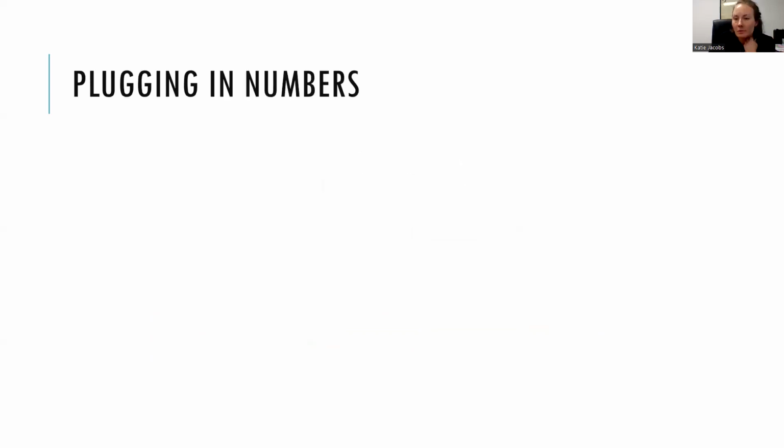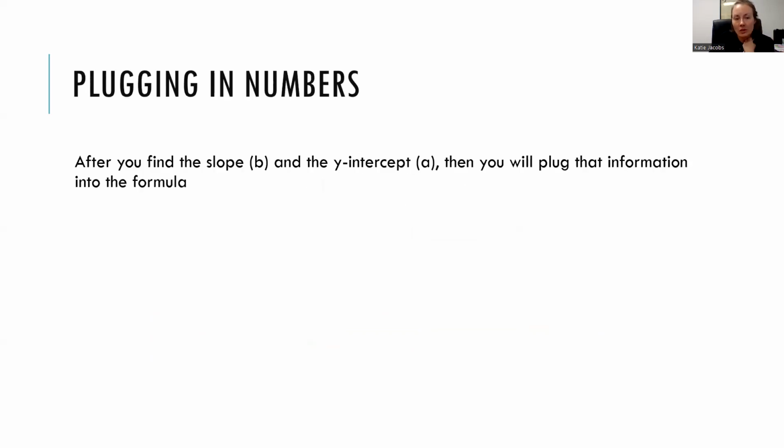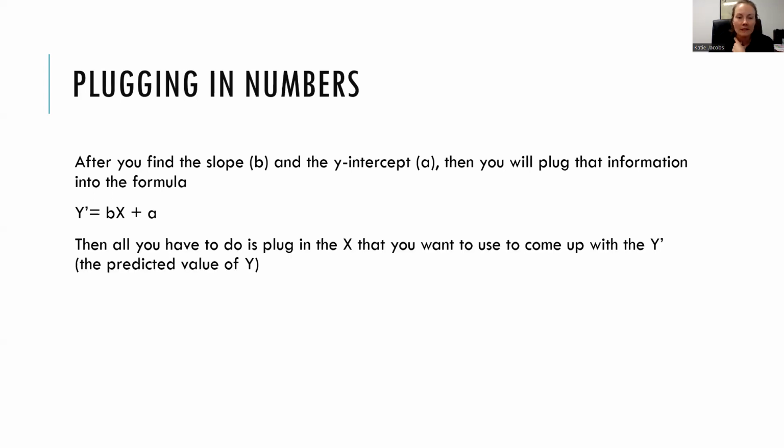So to do that, we're going to plug in some numbers. After you find the slope, which is b, and the y-intercept, which is a, then you'll plug that information into our formula. So here we see we have y prime equals bx plus a. And then all you have to do to find these predicted values of y is plug in whatever x value it is. So if x is 5, you'd plug in that 5 where x is. You're already going to have the slope from the formula that you already used. You're also going to have your y-intercept already, and you would use all those values to find those predicted values of y.